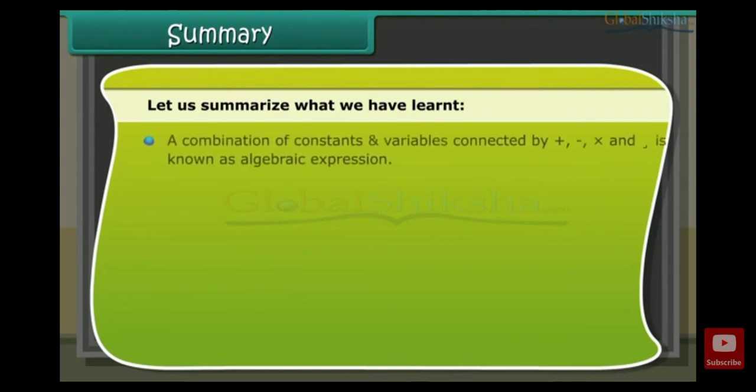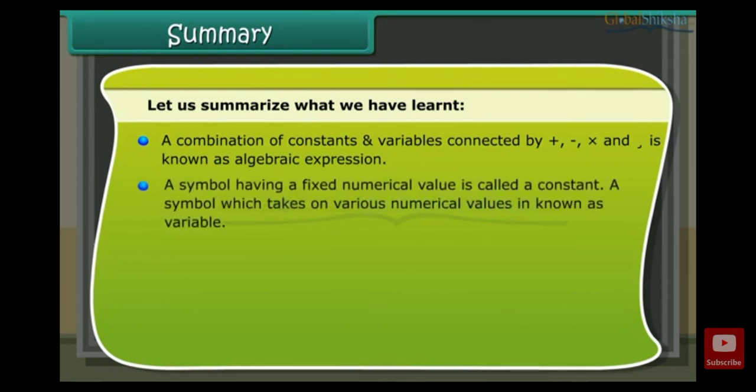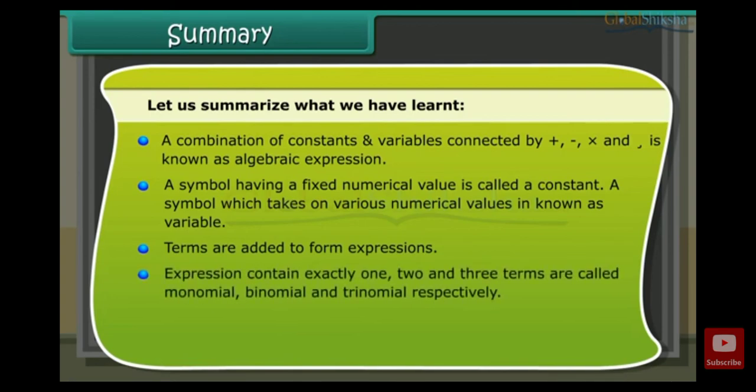Summary. Let us summarize what we have learned. A combination of constants and variables connected by plus, minus, multiplication and division is known as an algebraic expression. A symbol having a fixed numerical value is called a constant. A symbol which takes on various numerical values is known as a variable. Terms are added to form expressions. Expressions containing exactly one, two, and three terms are called monomial, binomial, and trinomial respectively.